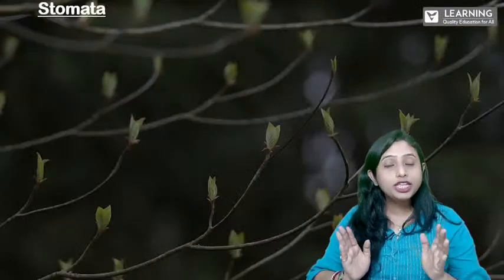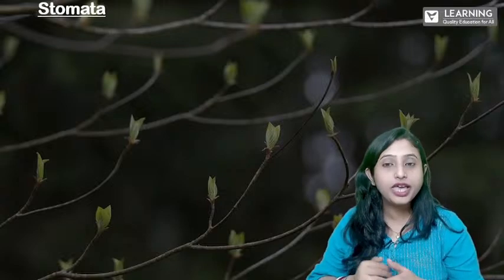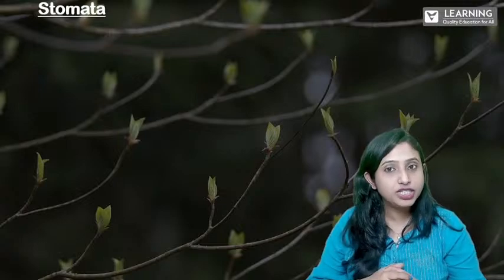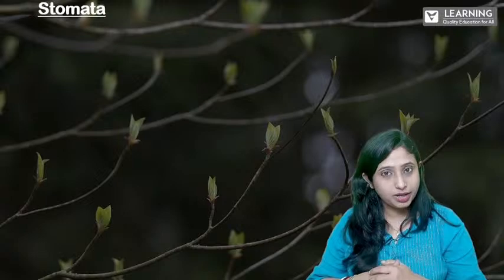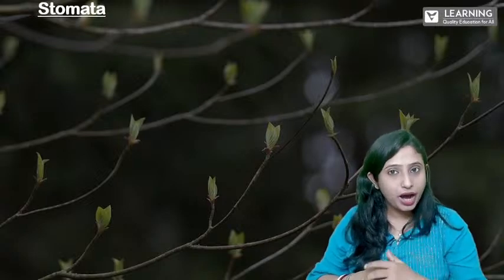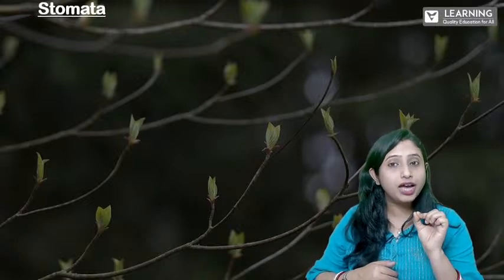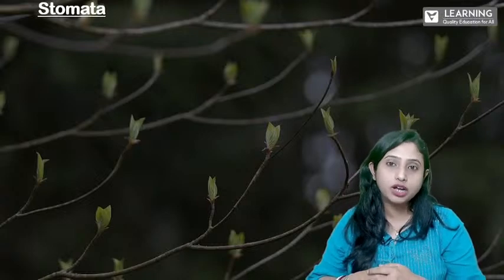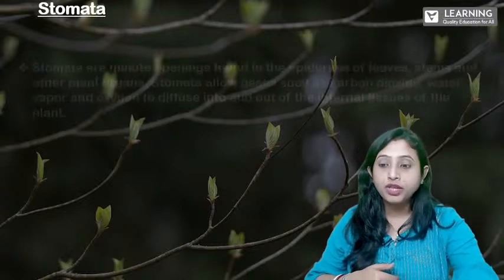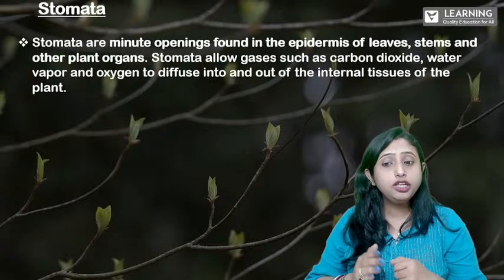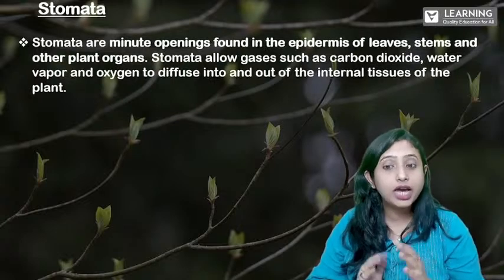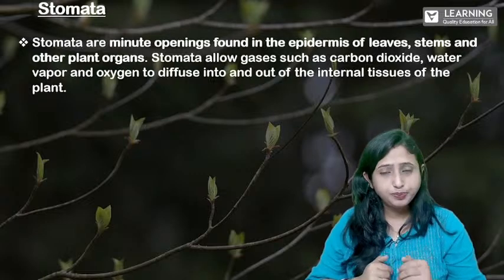Exactly, it takes place in the stomata. In the case of plants, the respiration takes place in the stomata. Now what is this stomata? In the leaves of the plant, there are small tiny pores. These tiny pores are known as stomata. So stomata are nothing but minute openings found in the epidermis of leaves.